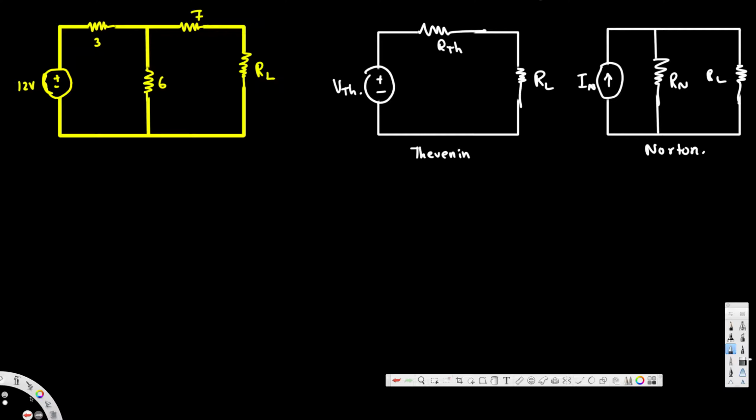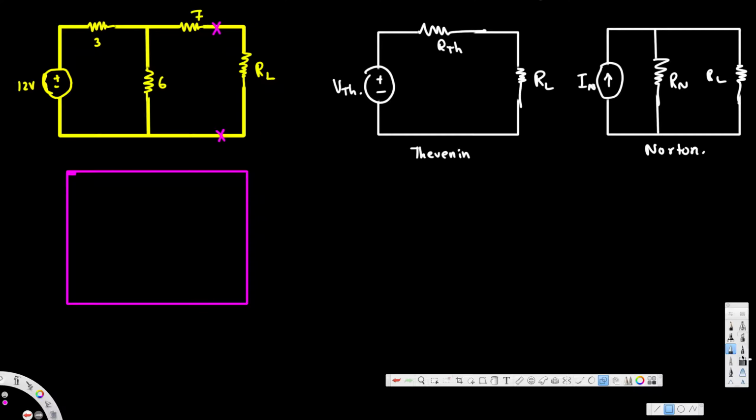For Thevenin, first we cut off the load resistance. If we cut off this part, we are going to have this part alone, so we redraw this circuit. Here we will have this circuit, and this is going to be open because we cut this part off. Then here we have a line like this, and then the resistance, and this voltage.